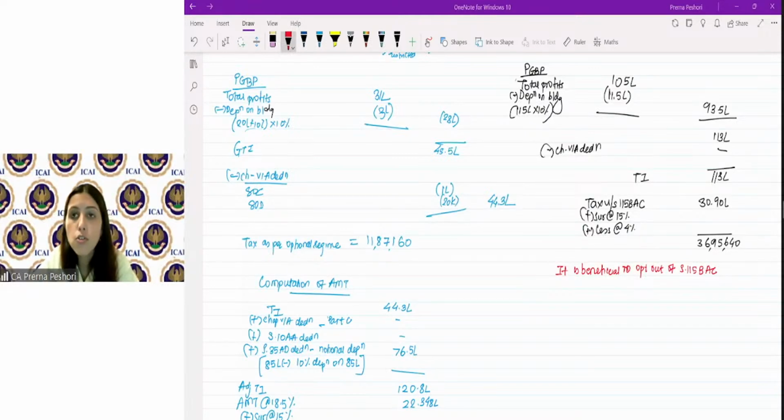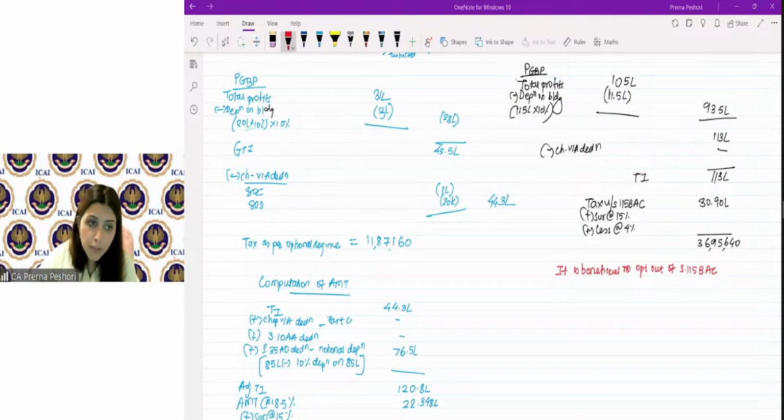Then we also talked about set off of the losses on the change in the constitution of the firm. What is change in the constitution? It means the change happening in the firm due to the retirement or the death of the partner, not due to change in the profit sharing ratio. So to the extent of the outgoing partner, the share of his losses will not be allowed to be carried forward by the firm. These losses will not include the unabsorbed depreciation. And then I told you that the liability of the partner is joint and several.